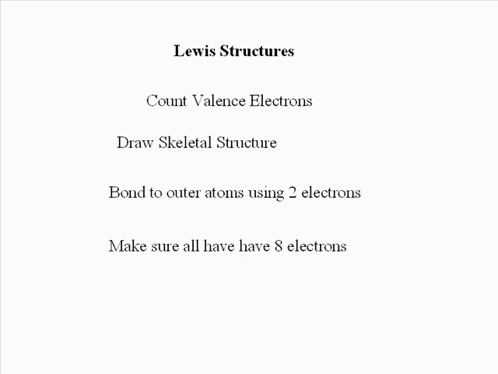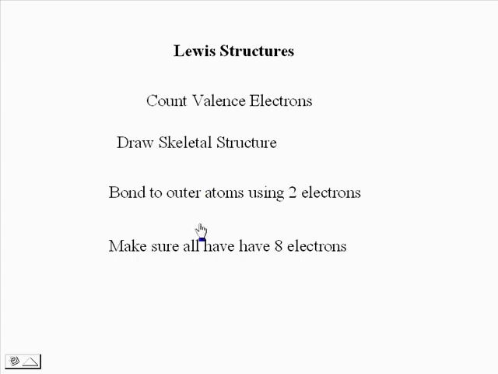Remember, you need to count the valence electrons. That means the number of outer electrons. Those are the ones that are involved in bonding. Then you need to draw a skeletal structure. Skeletal structure is talking about having a central atom and drawing the other atoms surrounding it.